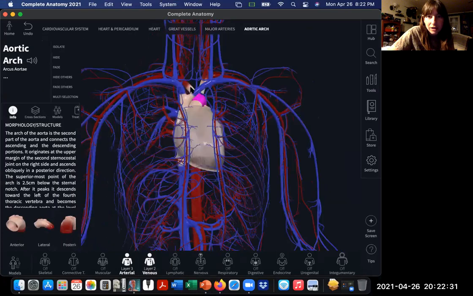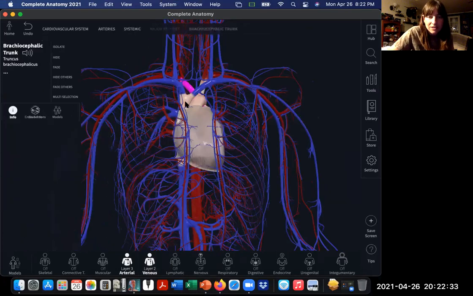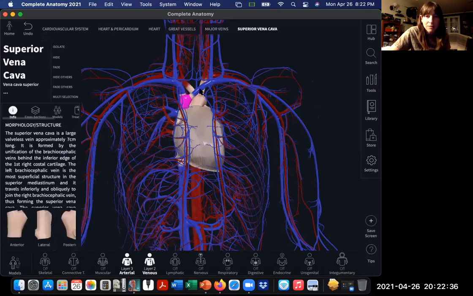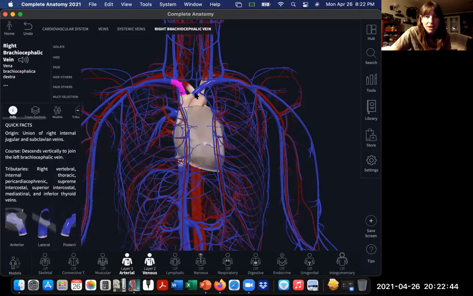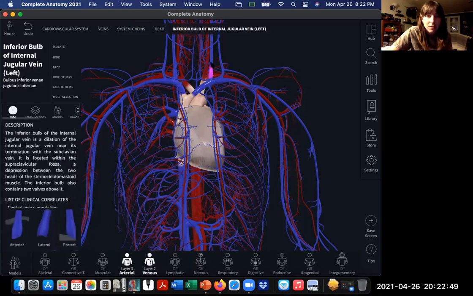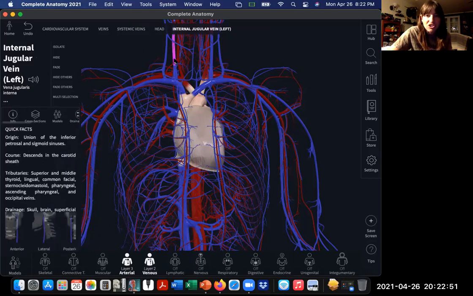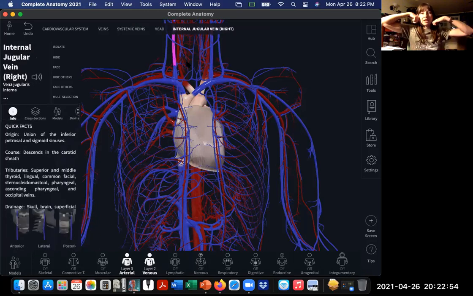This is the brachiocephalic trunk. Instead, with the superior vena cava and the veins, we have two branches coming off of that superior vena cava. Each one is a brachiocephalic vein. And each brachiocephalic vein comes from the convergence of the left and right jugulars, which drain blood from the brain. So the jugulars are coming down, joining that brachiocephalic branch on either the right or left side. Those converge to form the superior vena cava.